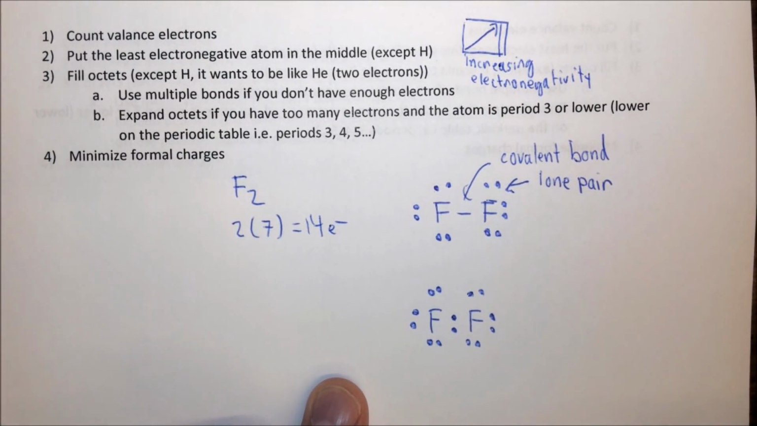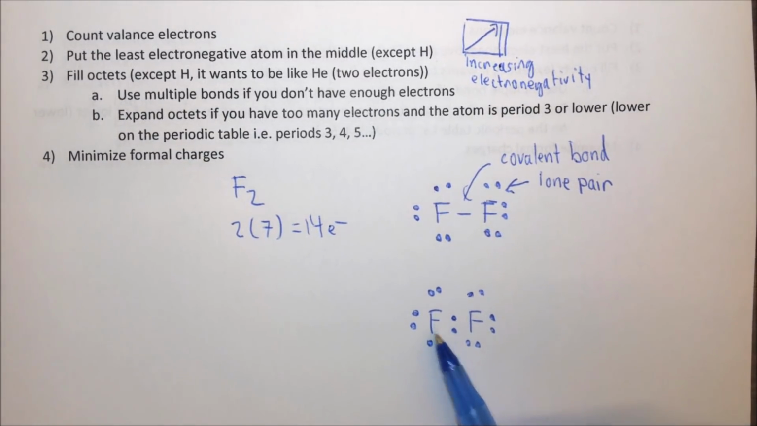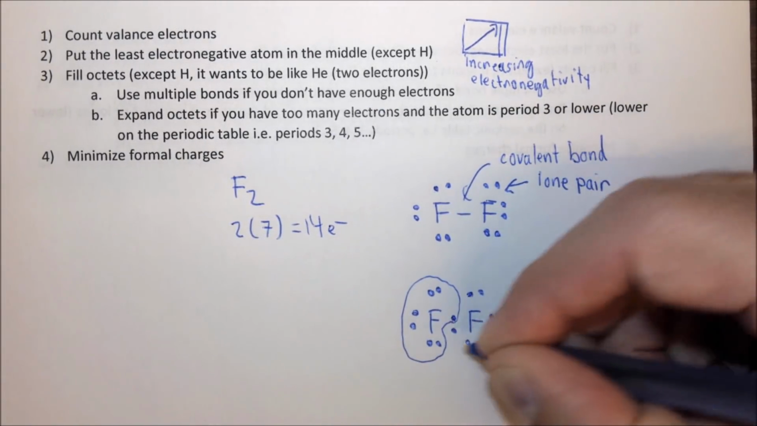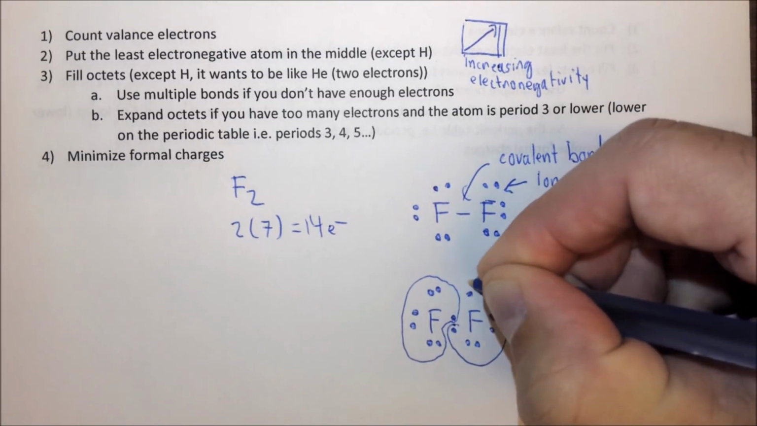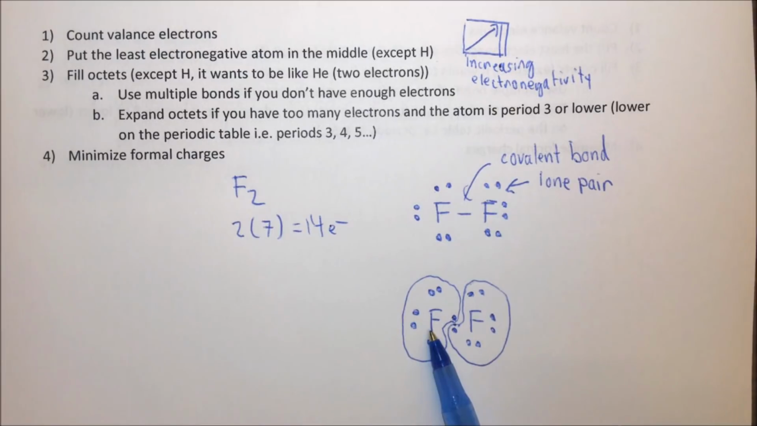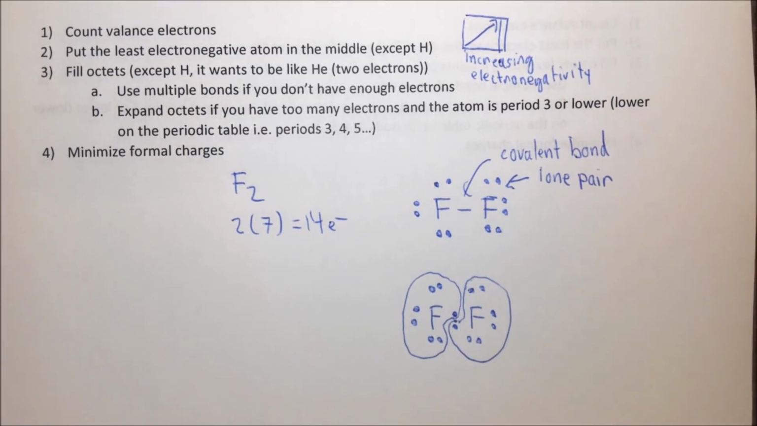However, for formal charge, we consider that one of these electrons formally belongs to this fluorine and one of the electrons formally belongs to this fluorine. So if I just put a circle around it like this, you can see that for formal charge purposes, one of the electrons belongs to this fluorine, and one of the electrons belongs to this fluorine. So essentially, I'm counting this as 1 for this fluorine and 1 for this fluorine.